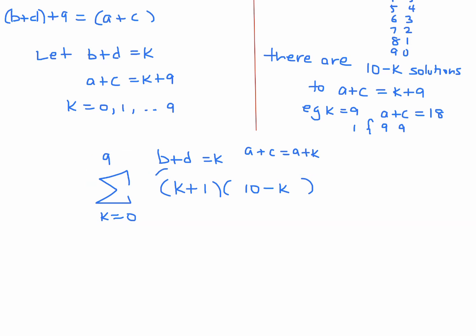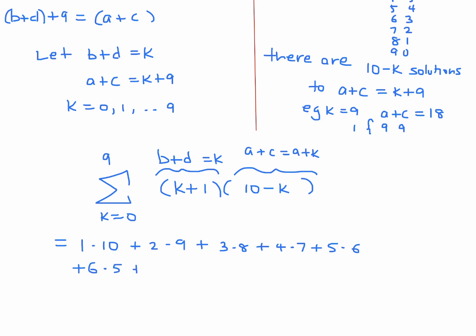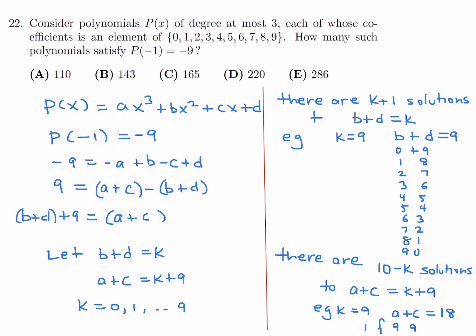So we can figure this out now. Let's do this. When k is 0, we've got 1 times 10. Then we got 2 times 9 when k is 1. When k is 2, we would have 3 times 8, and so on. We got 4 times 7, 5 times 6, 6 times 5, 7 times 4, 8 times 3, 9 times 2, and 10 times 1. And when you add these guys all up, it's 220. So number 22, the answer is 220, which is choice D.